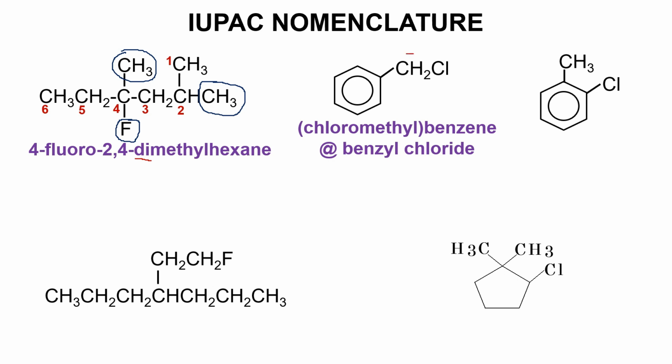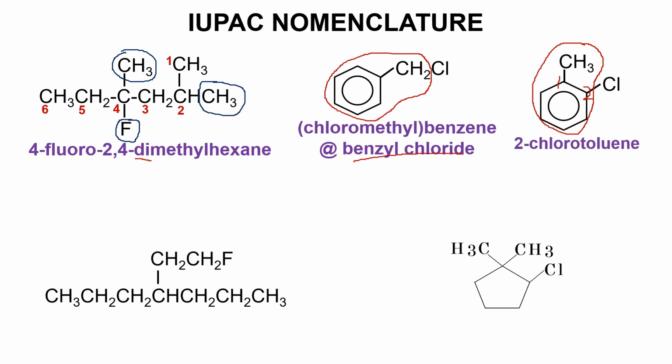So the next example is a chlorine atom, which is bonded to a benzyl group or benzyl structure. So it will be named as benzyl chloride or chloromethylbenzene. The third example, we have benzene that is bonded to toluene as parent. So CH3, okay, will get carbon number 1. So chloro as substituent gets carbon number 2. So the name would be 2-chlorotoluene.